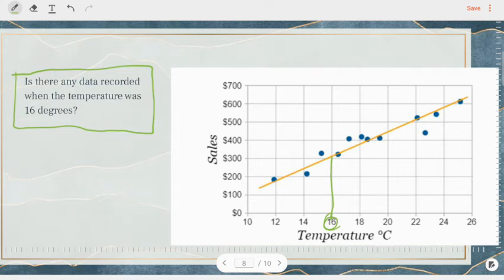So a best fit line allows me to see where the general trend is, and allows me to predict about what it would be. So if I drew my line straight over, it's slightly above 300, maybe 300, and so at 16 degrees, we would predict that I sold about $310 worth of, we're going to say, ice cream. As temperature is going up, ice cream sales are increasing. So that is what a best fit line allows me to do. It allows me to make some predictions.